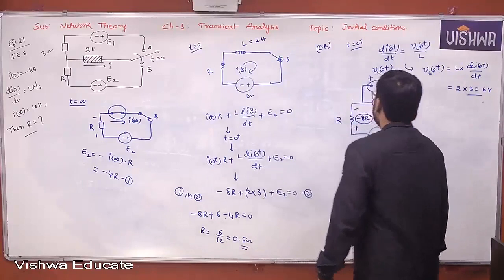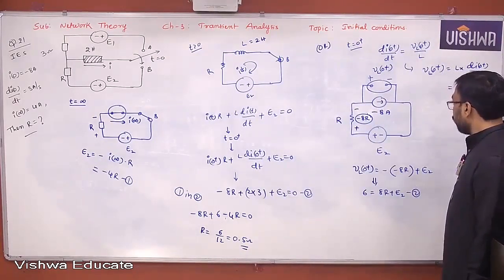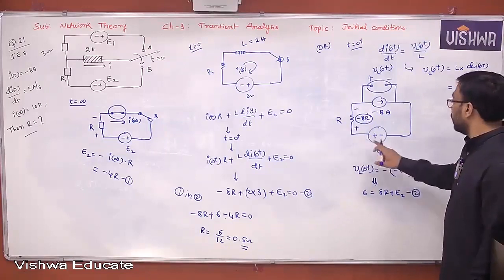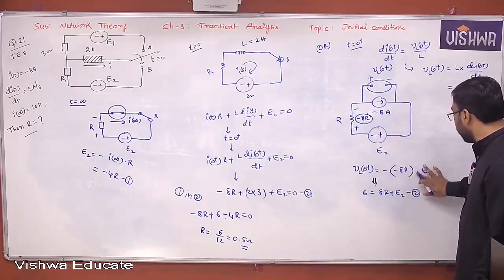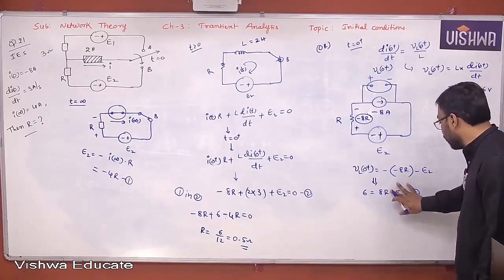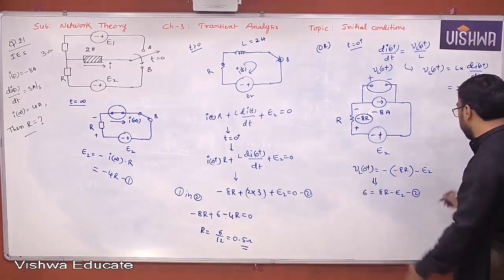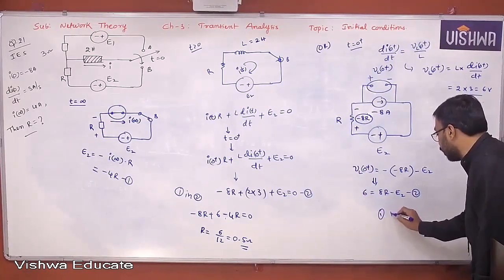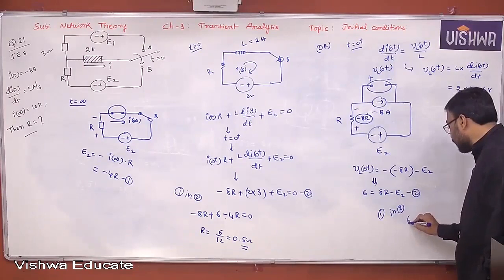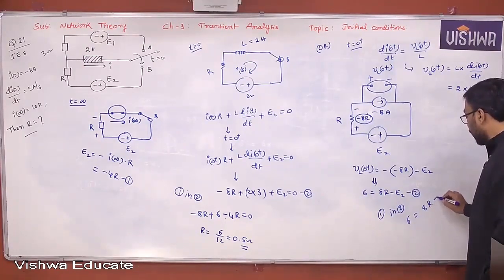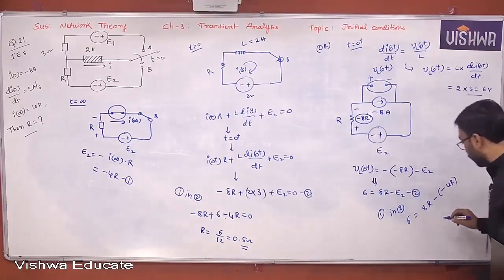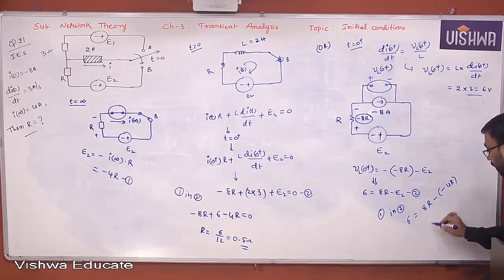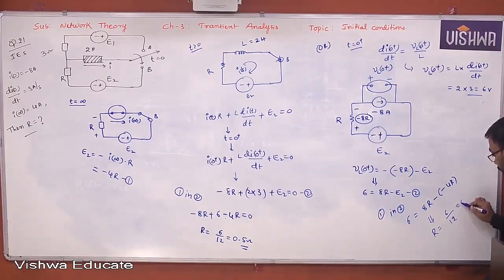So I think we made a mistake here. What is that? Yeah, the polarities. Actually the polarities were taken wrong. This is minus, this is plus. Therefore you get a minus sign here. Now if you substitute equation 1 in 2, then 6 is equal to 8R minus of minus 4R. Then what do you get here? This is nothing but 12R, and from this you can get R is equal to 6 by 12, 0.5 ohm.